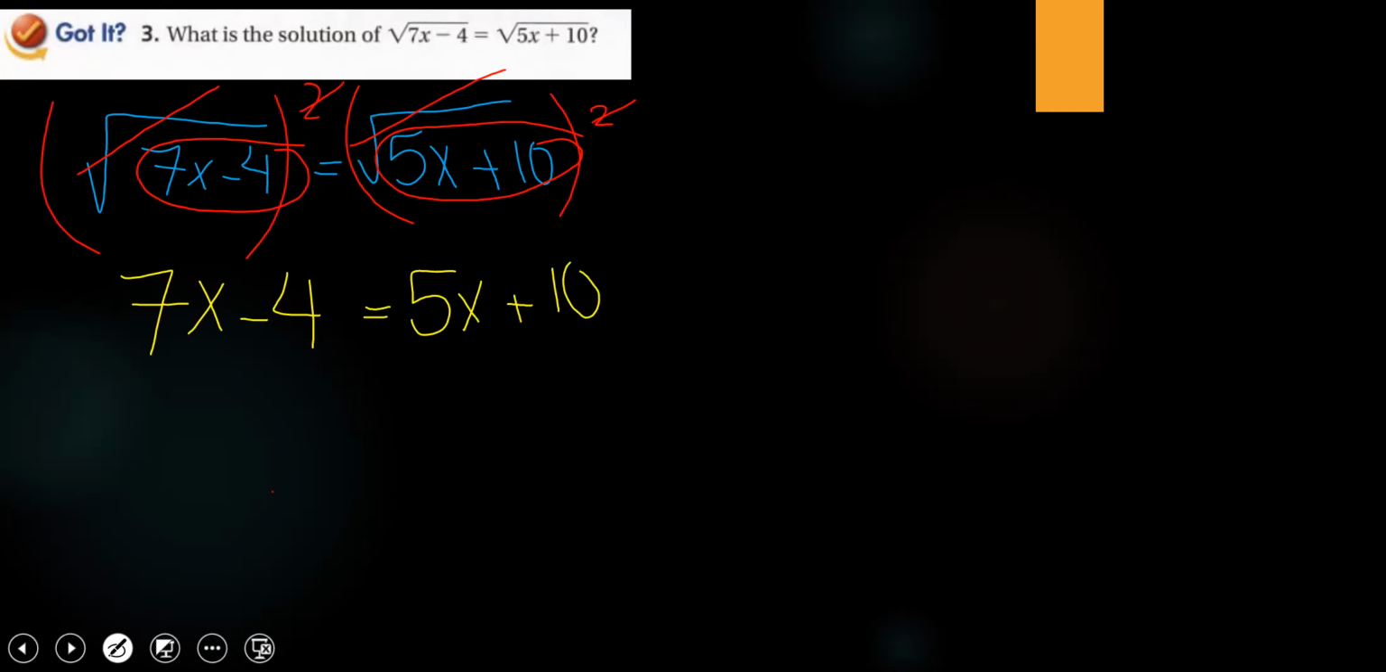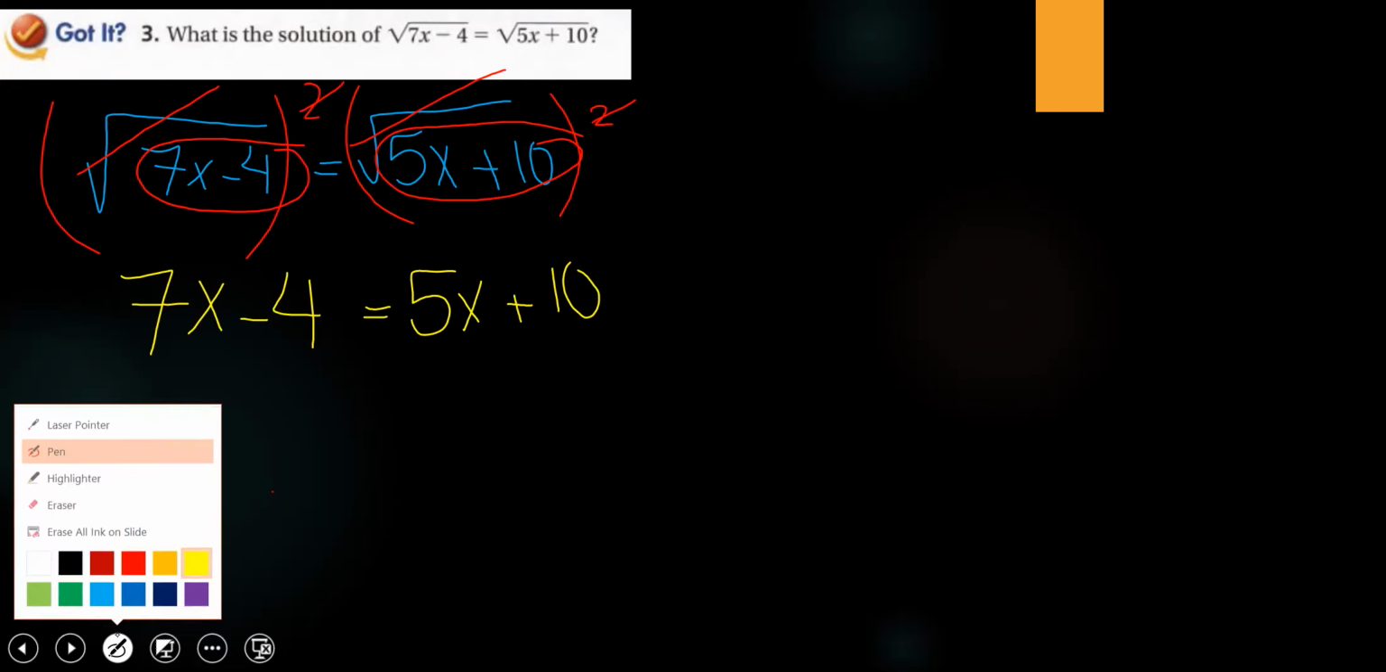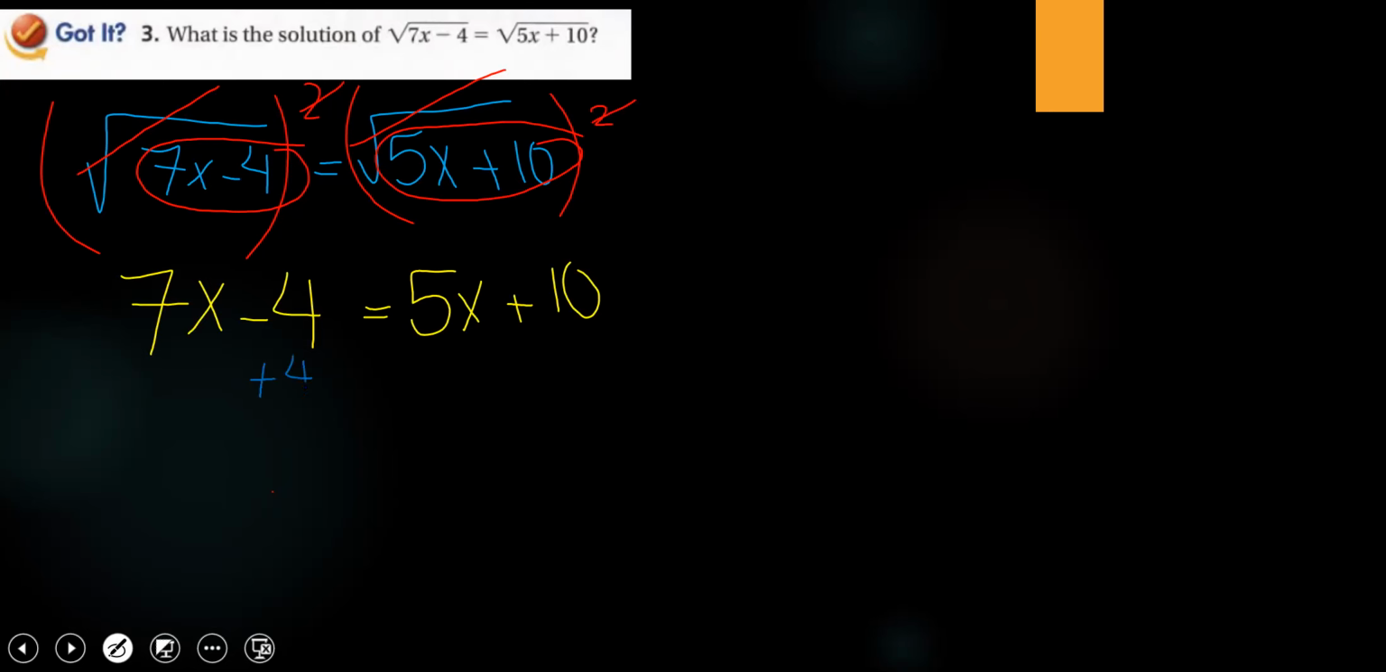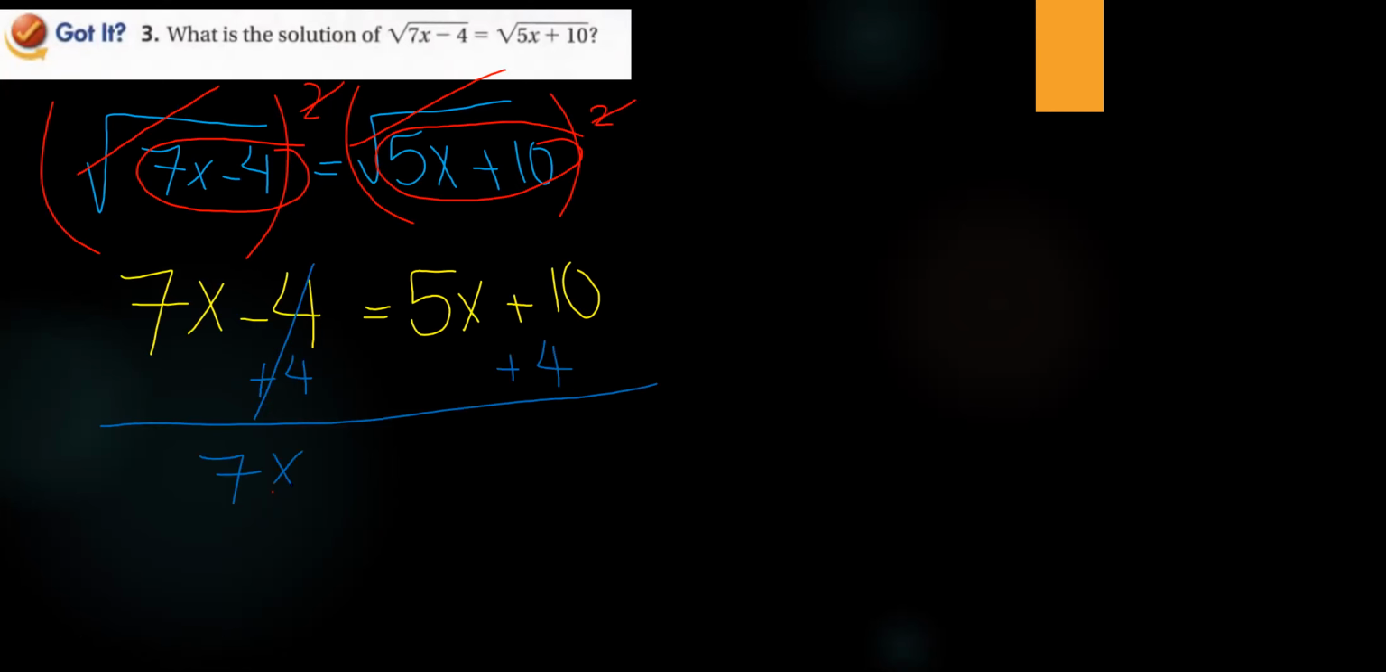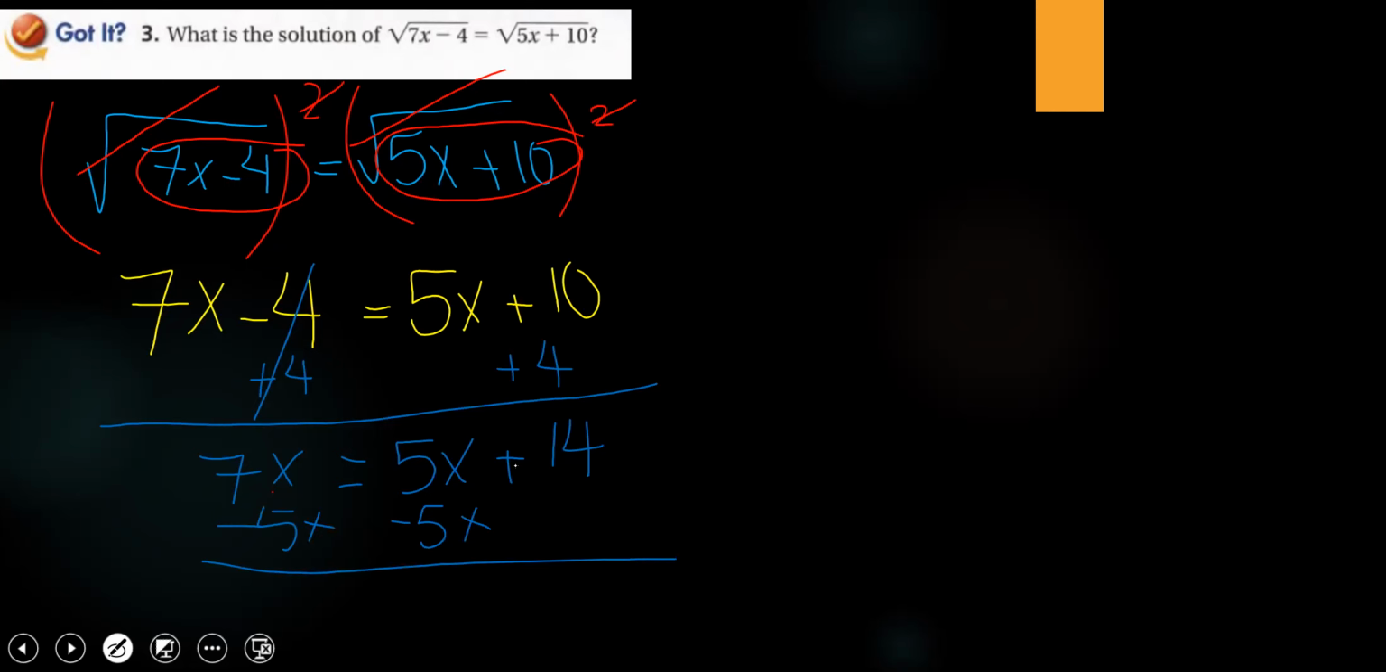Then it becomes a linear equation here. We will subtract 5x from both sides, and add 4 to both sides. This is the first step. 7x equals 5x plus 14. Then minus 5x, minus 5x equals 2x. I want to put the variable on one side, so 2x equals 14. I want only x, so what I have to do now is divide by 2. Divide by 2, equals 7. So x is now 7.